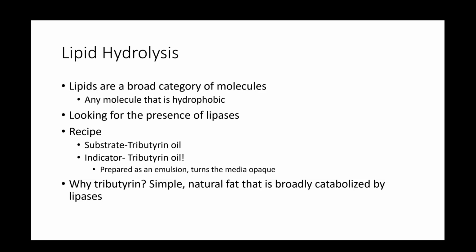We could make this media with lots of different oils. In fact, if you go to some diagnostic labs, they do that. They will make lots and lots of different types of lipid media, and change the lipid that is the substrate to see which lipids the bacteria can digest and which ones they can't. Then they can characterize the bacteria that way. We're just going to do a representative example and use our basic, garden variety oil, which is tributyrin.